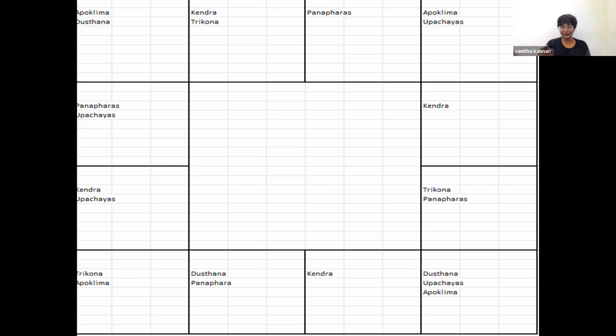Apoklima and the Dusthana. Some people will say that... Anything? Okay, I consider it as no question. Apoklima has 25% auspiciousness, but in combination with the Dusthana it is reduced completely to 10% or 15%. It depends on the graha present in it. This is all the one chart: we already learned what is Kendra, Trikona, Panapara, Apoklima, Upachaya and Dusthana. I combined them together into one chart.